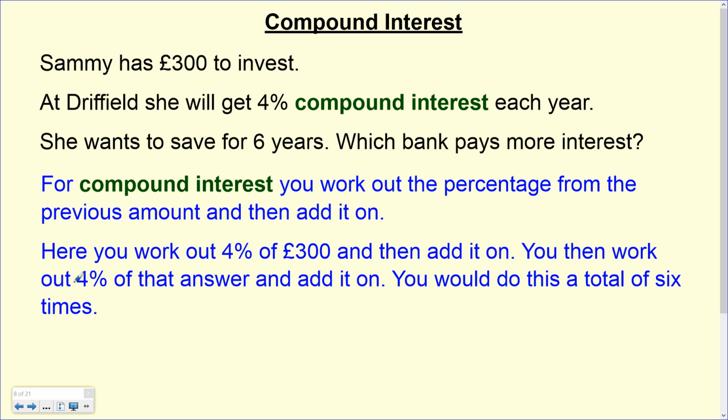Now, at Driffield, you get 4% compound interest. This is different from simple interest. You can't just work out the percentage and multiply it by the number of years, because you add that percentage on each year. So you'd first of all work out 4% of 300, then add it on.